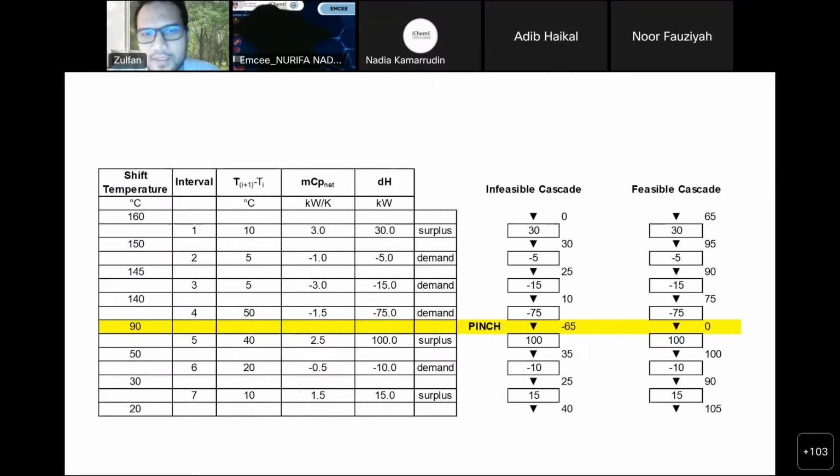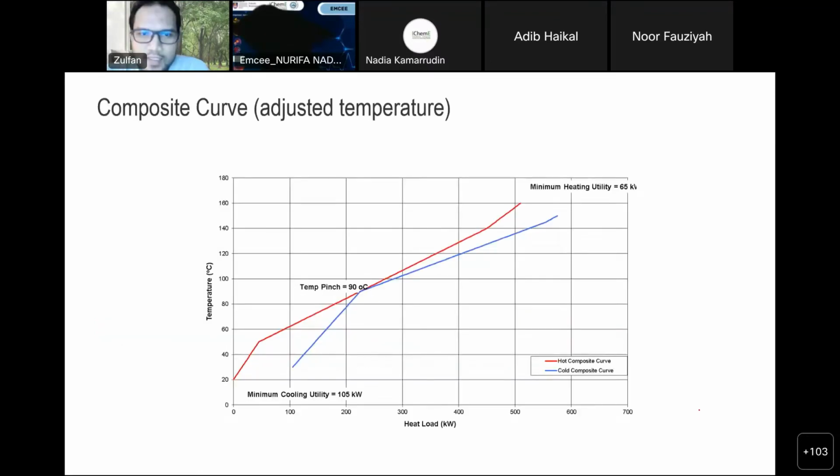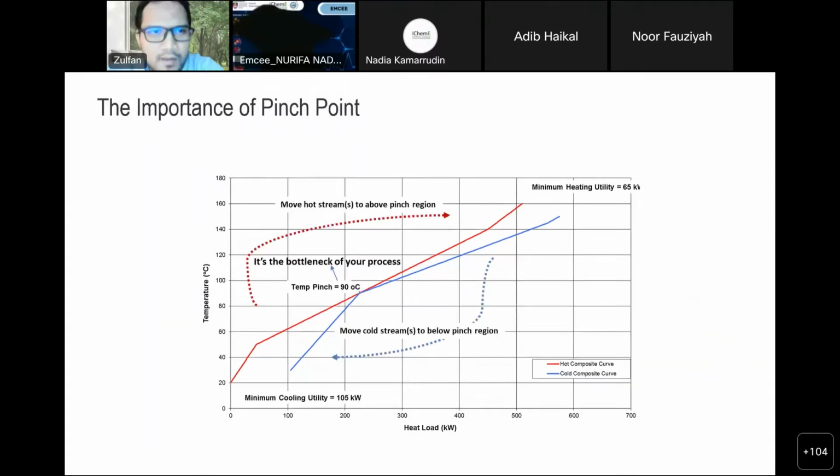And then we'll see. All of these algebraic calculations will tell you that the 65 is the energy that we have to supply to the system, and this 105 kilowatt is the energy that we have to discharge from the system. So this is what I said. We have the pinch temperature of 90 degrees C with the same value. It's just that they use a different graph representation in this case, where we can see the two graphs meet at this pinch point.